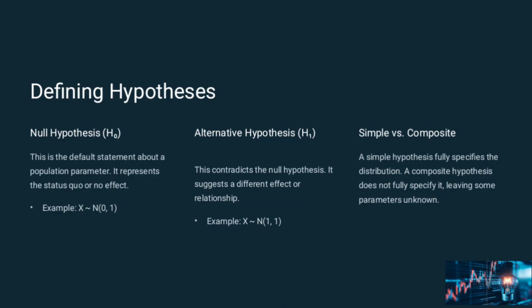Simple versus composite hypothesis. A simple hypothesis fully specifies the distribution. A composite hypothesis does not fully specify it, leaving one or more parameters unknown.